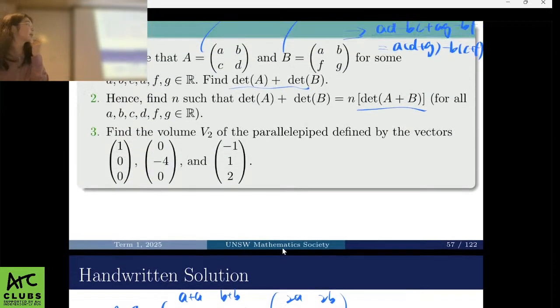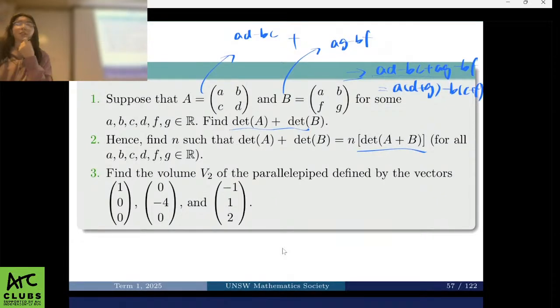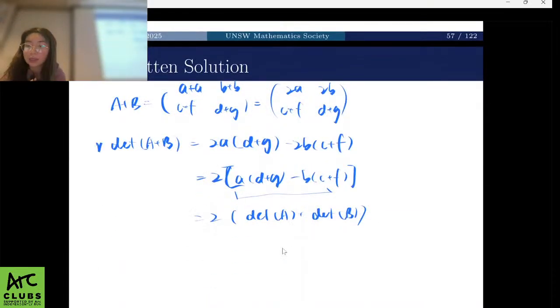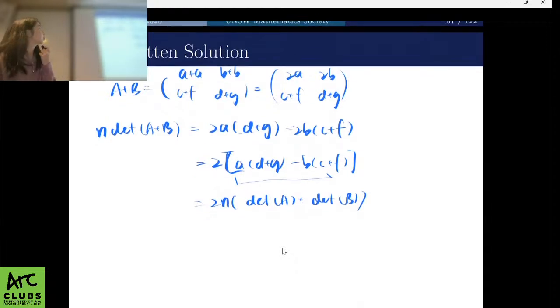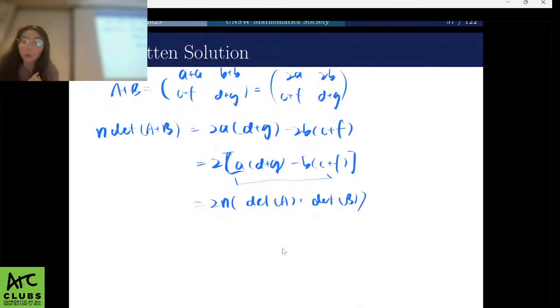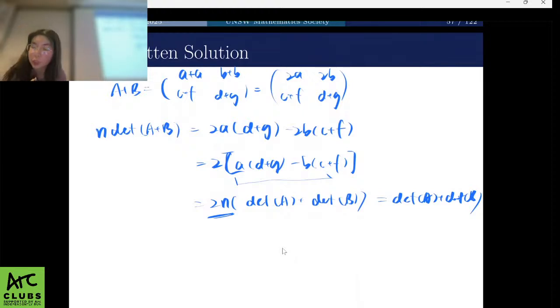So what the question was asking us is, find the value of n such that n times this is equal to the right-hand side, right? If we just look at that, we can really easily find that if you want this to be equal to just determinant of A plus determinant of B, then you really just want this part to become 1, right? So you don't want it to contribute anything. So that means 2n must be equal to 1 for this equality to hold true, which means n must take the value of a half.